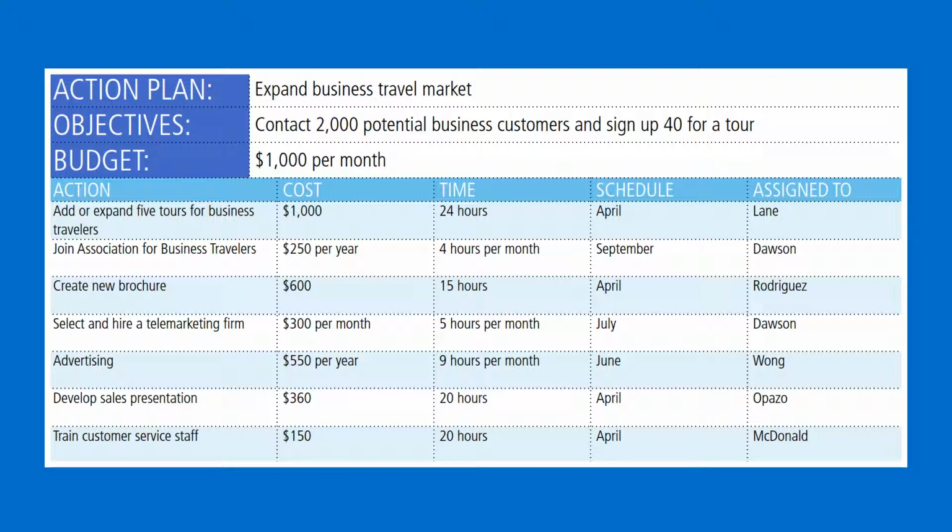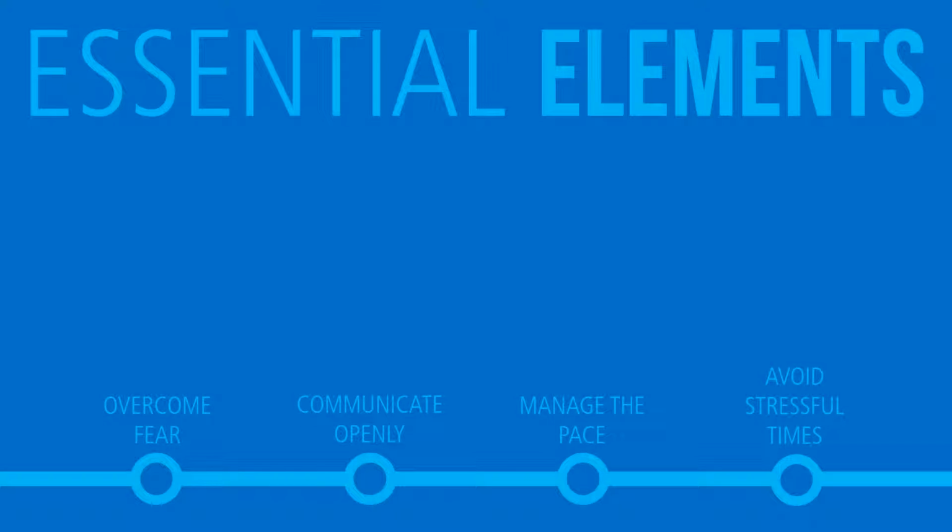This is an example of an action plan which can help you a great deal in implementing your next solution to a business problem. Let's talk about this in more detail. To do so, the following are the essential elements of building sustainable agreements.